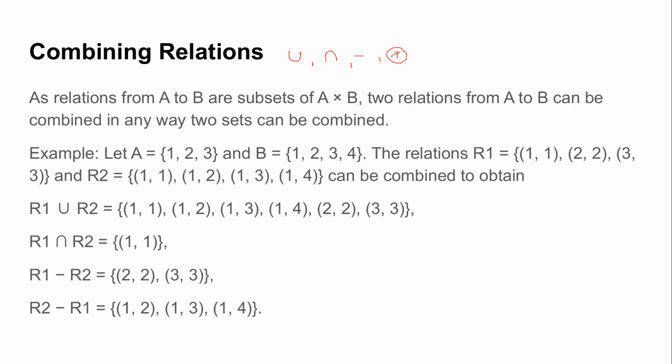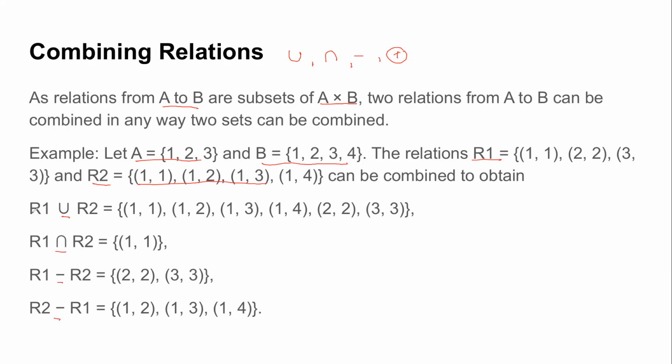So let us see how we simply combine relations. When we talk about a relation from set A to B, we know it is a subset of the Cartesian product A cross B. The way you combine two sets, the same way two relations can also be combined. Let's understand it with an example. Given two sets A and B, and two relations R1 and R2 consisting of the following ordered pairs, combining these two relations to form a third relation is completely allowed using all the basic set operations.